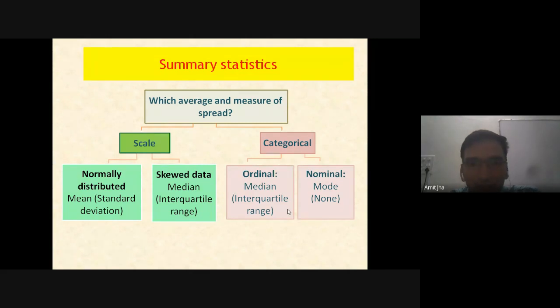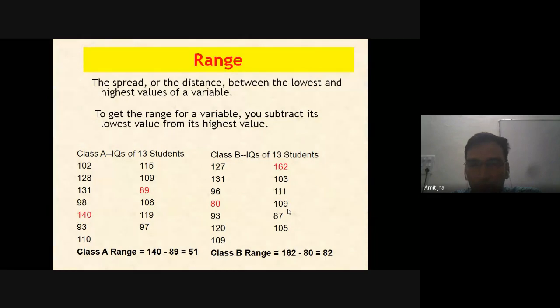So standard deviation is used as the measure of spread if the data is normally distributed. If it is skewed data, then the interquartile range is used. And for categorical data also, if it is ordinal data, then the interquartile range is used.